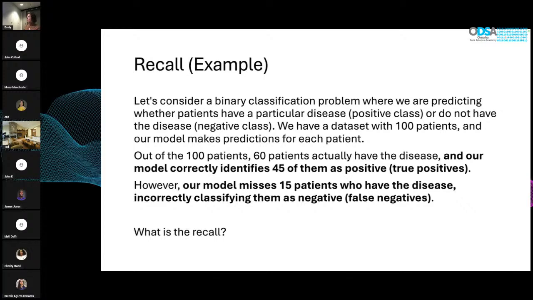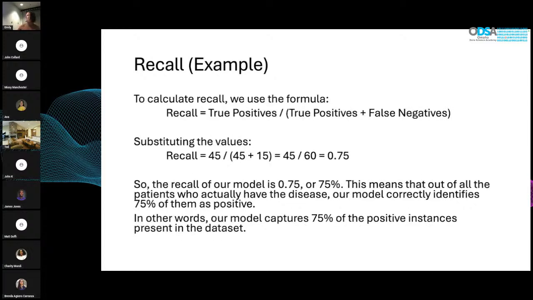What is the recall? 75%. So to calculate the recall, our recall is the true positives over the true positives plus the false negatives. So that's 45 over 45 plus 15, which is 45 over 60, which is 0.75.